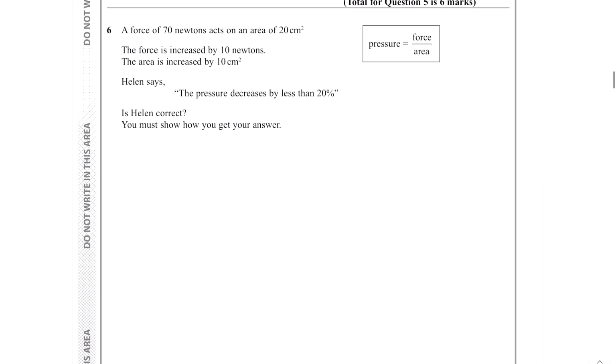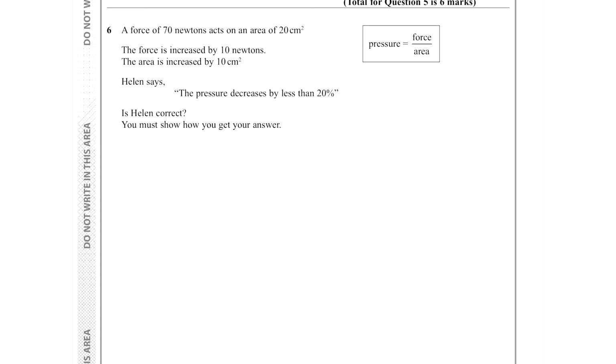Moving on to the next one: a force of 70 newtons acts on an area of 20 centimeters squared. The force is increased by 10 newtons. The area is increased by 10 centimeters squared. Helen says the pressure decreases by less than 20%. Is Helen correct? You must show how you get your answer.